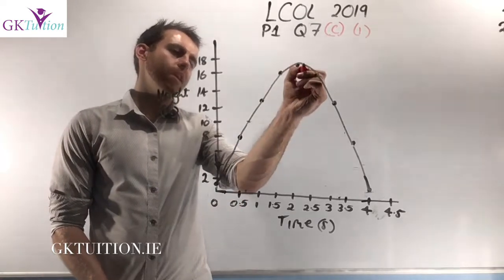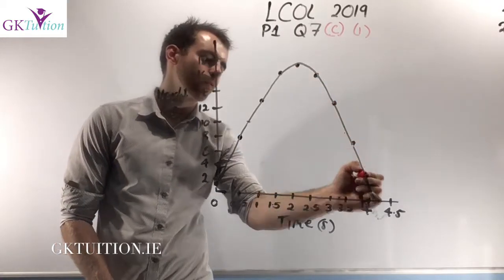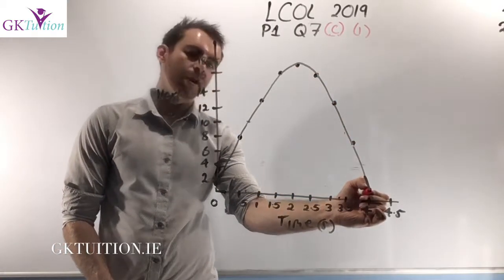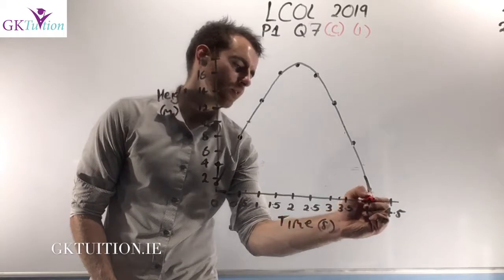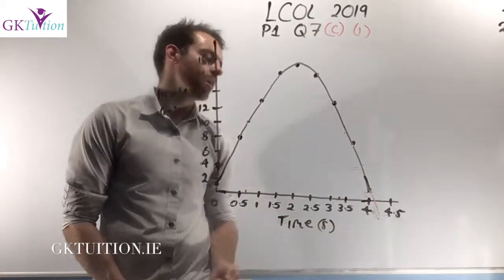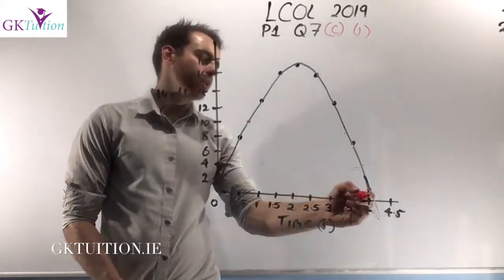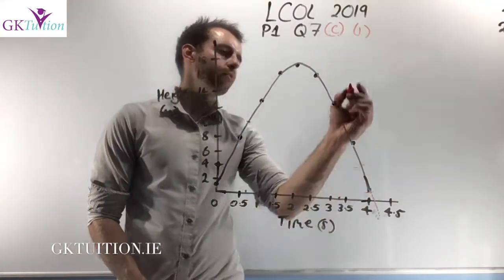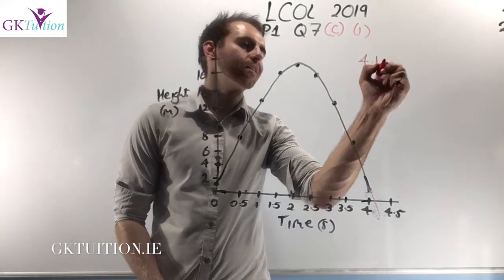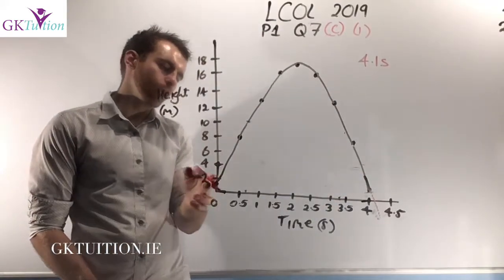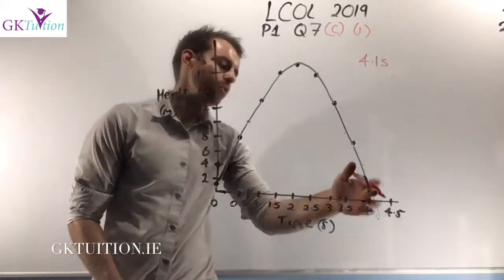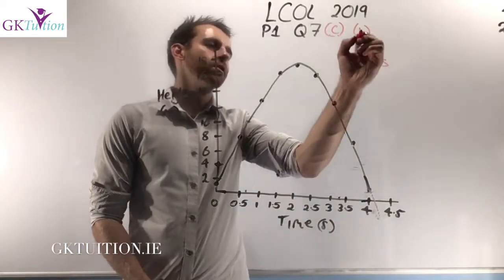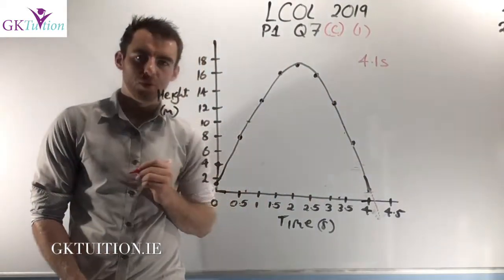It goes up to here and then it comes back down, and I know after 4 seconds it's 1 meter from the ground. But obviously what I need to do is continue this line on, and estimate the point where it hits the ground. Roughly, that works out as 4.1 seconds. It's roughly about 4.1 seconds from the moment she hits it until it lands on the ground. So the first answer for C part 1, you should get 4.1 seconds.